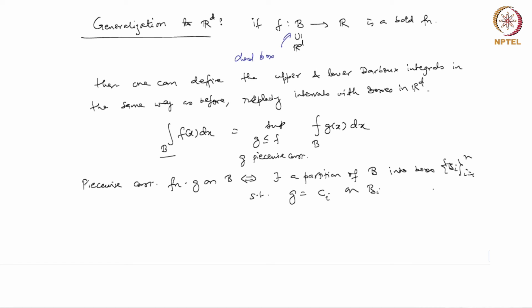So we have replaced intervals with boxes, and the rest of the definition remains the same. In this case the piecewise constant Riemann-Darboux integral is by definition the sum of c_i m(B_i), i equal to 1 to n. We can also define in the same way the upper Darboux integral of f(x) over this box B, which is the infimum, over f less than or equal to h piecewise constant on B, of the piecewise constant Riemann-Darboux integral of the function h.